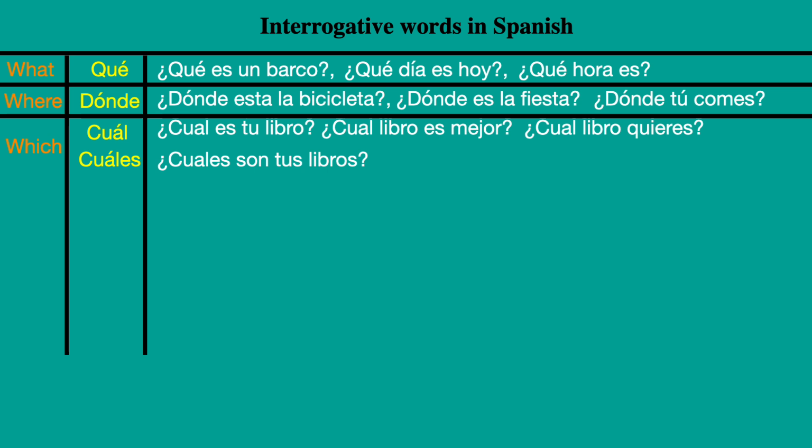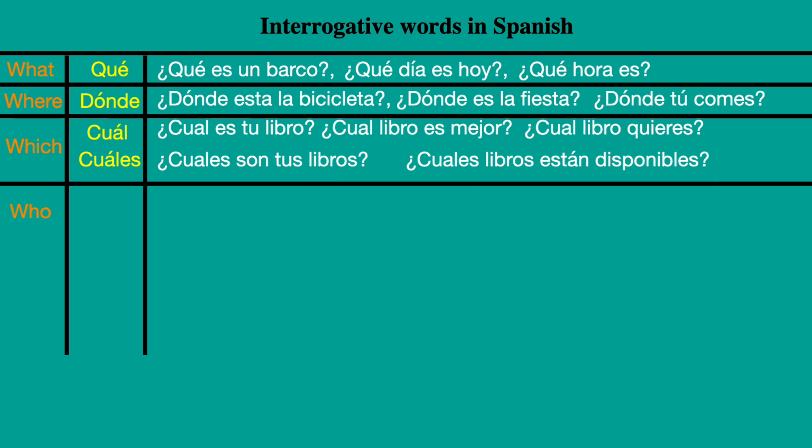So we say ¿cuáles son? And if you can see, we are using the verb to be in plural. ¿Cuáles son tus libros? ¿Cuáles libros están disponibles? ¿Cuáles? That would be the plural. And as you can see now, books, that is libro, now is in plural. ¿Cuáles libros están disponibles? Están disponibles. Available.